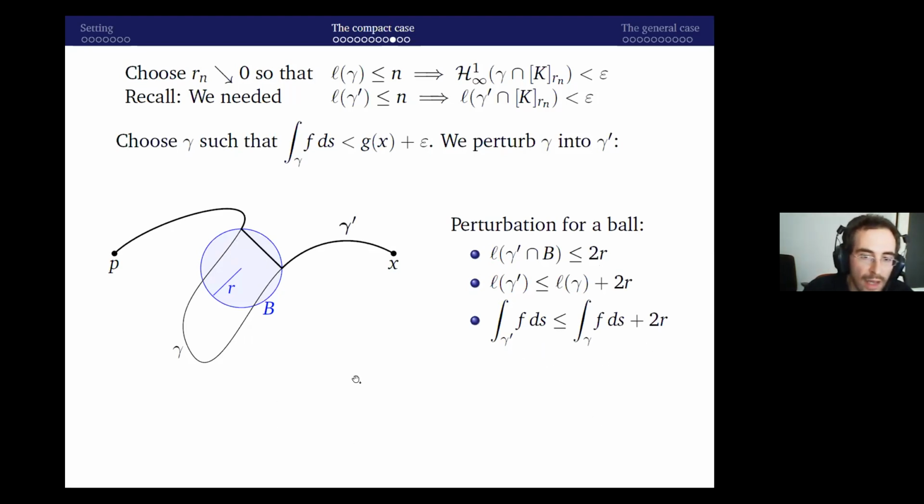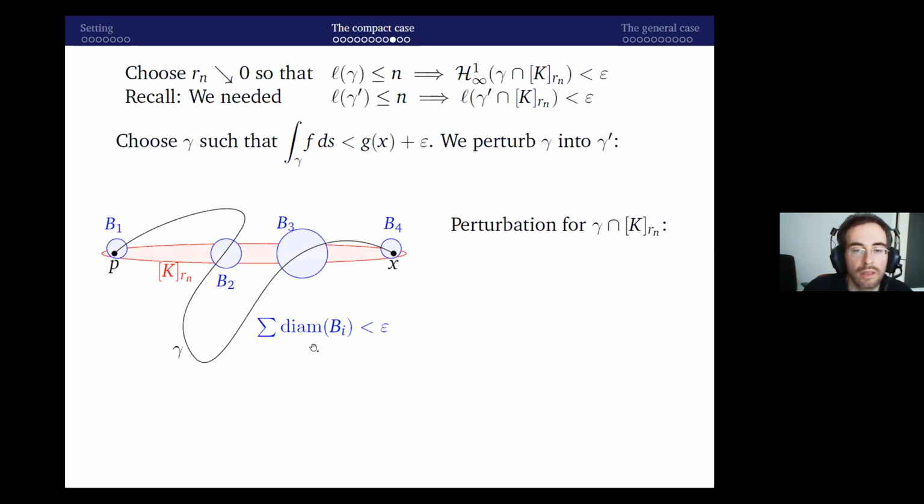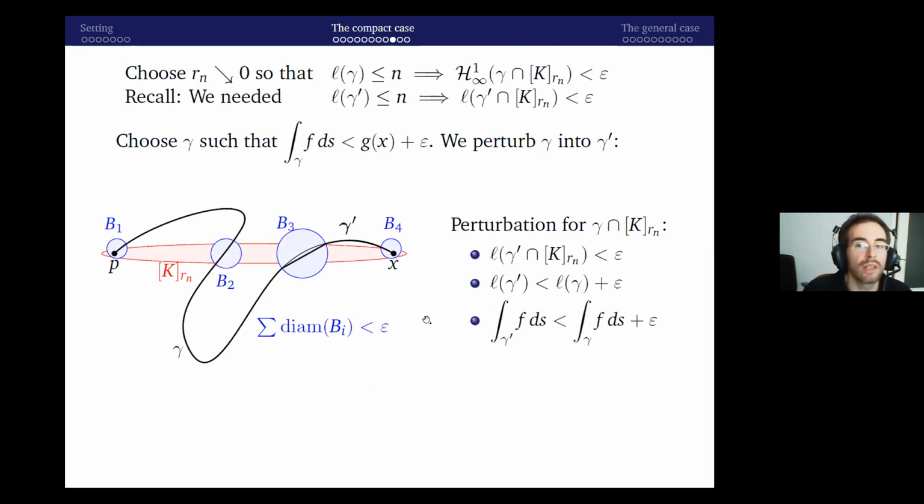And now if what we have isn't a ball, but rather a neighborhood of K, then we cover the intersection with the curve by finitely many balls, such that the diameter is at most epsilon. This is the definition of Hausdorff content. Well, in fact, within the definition we use countable unions, but since we're dealing with compacts, we can just take finite unions. And then we apply this perturbation in each of these balls in turn. And this is the perturbation that we get. And so we get this condition here, which is what we wanted finally, and we are increasing the length and the integral, but no more than epsilon.